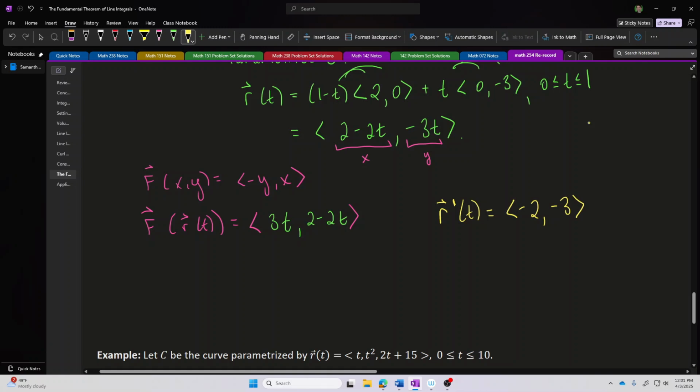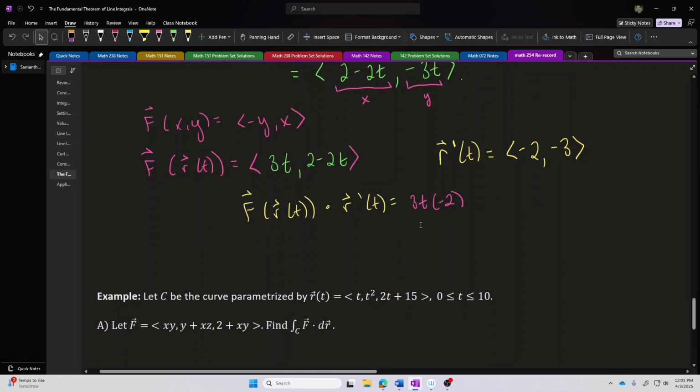Now I'll go ahead and find the dot product of the vector field and the tangent vector to measure how much those two quantities are aligned. So I have 3t times negative 2 from the two x components multiplied together. And then I have 2 minus 2t times negative 3 from the two y components multiplied together. And I'll take those results and add them.